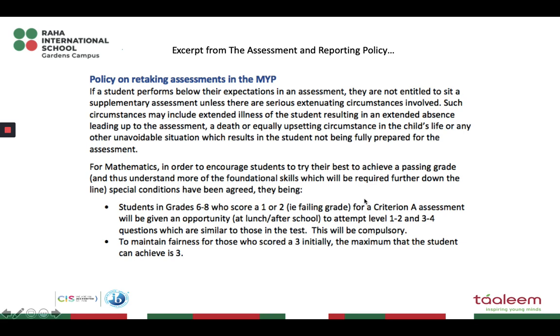One other condition occurs in mathematics. So if a child in grades 6 to 8 scores a 1 or 2, which is regarded as a failing grade, we give them the opportunity of resitting, but not the same assessment, a very similar assessment, so that they can have the opportunity to push their grade up to a 3. Of course, it would be unfair to let them push it up to any grade, because it wouldn't be fair to other students, but at least it gives the students an opportunity to gain a greater understanding of the work, which they seemingly don't understand very well at that stage.